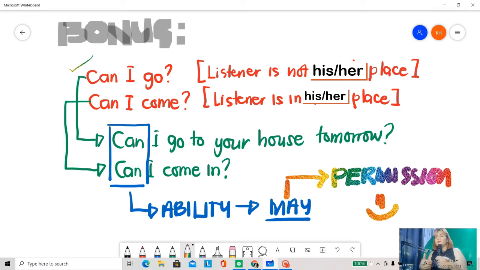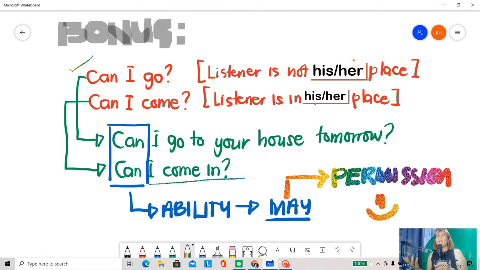The action is going towards the listener, and the motion is going inward. You going to that direction. Okay? So, can I go? Both of you are not at the object or the location. Can I come? The person you are talking to is already in the situation or location that you are supposed to go to.